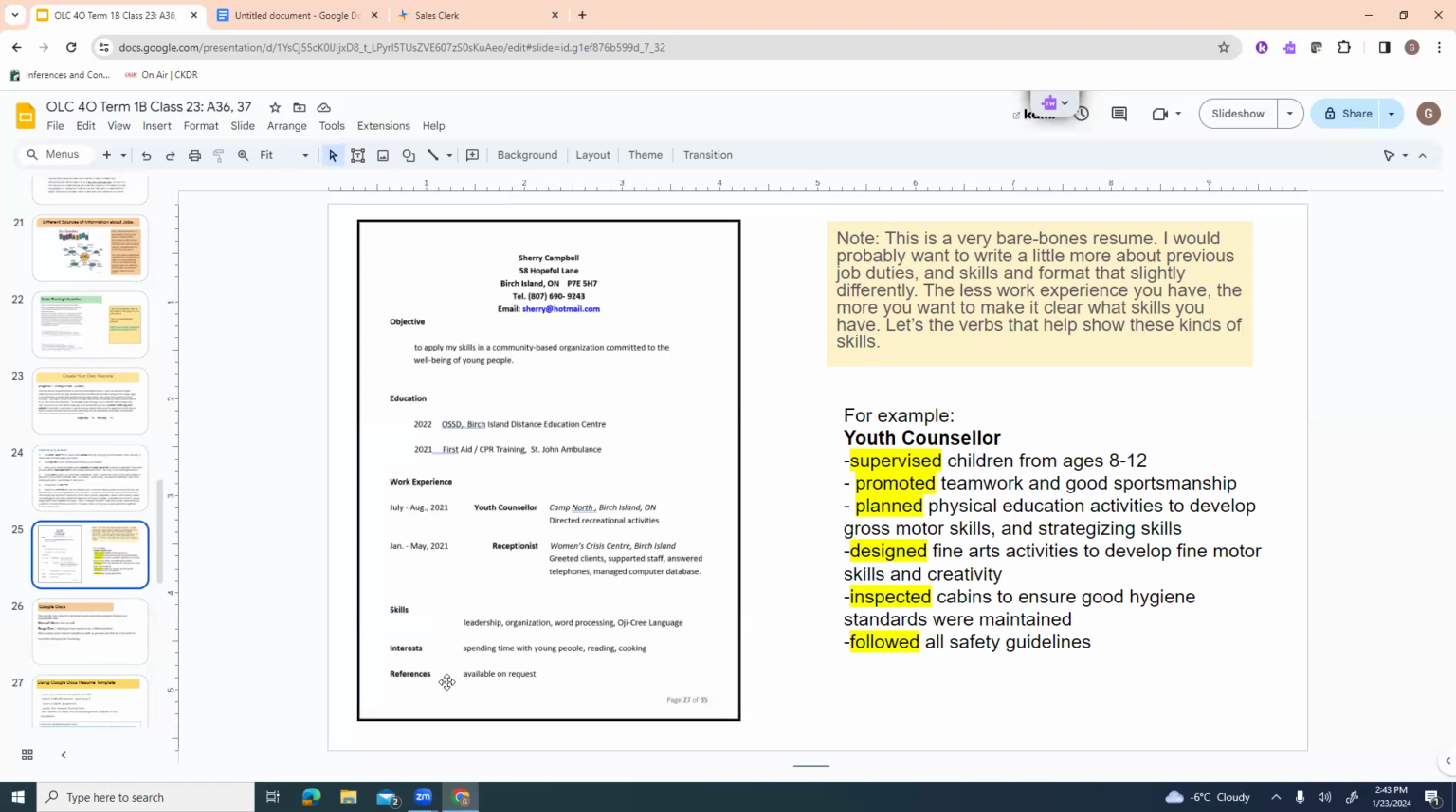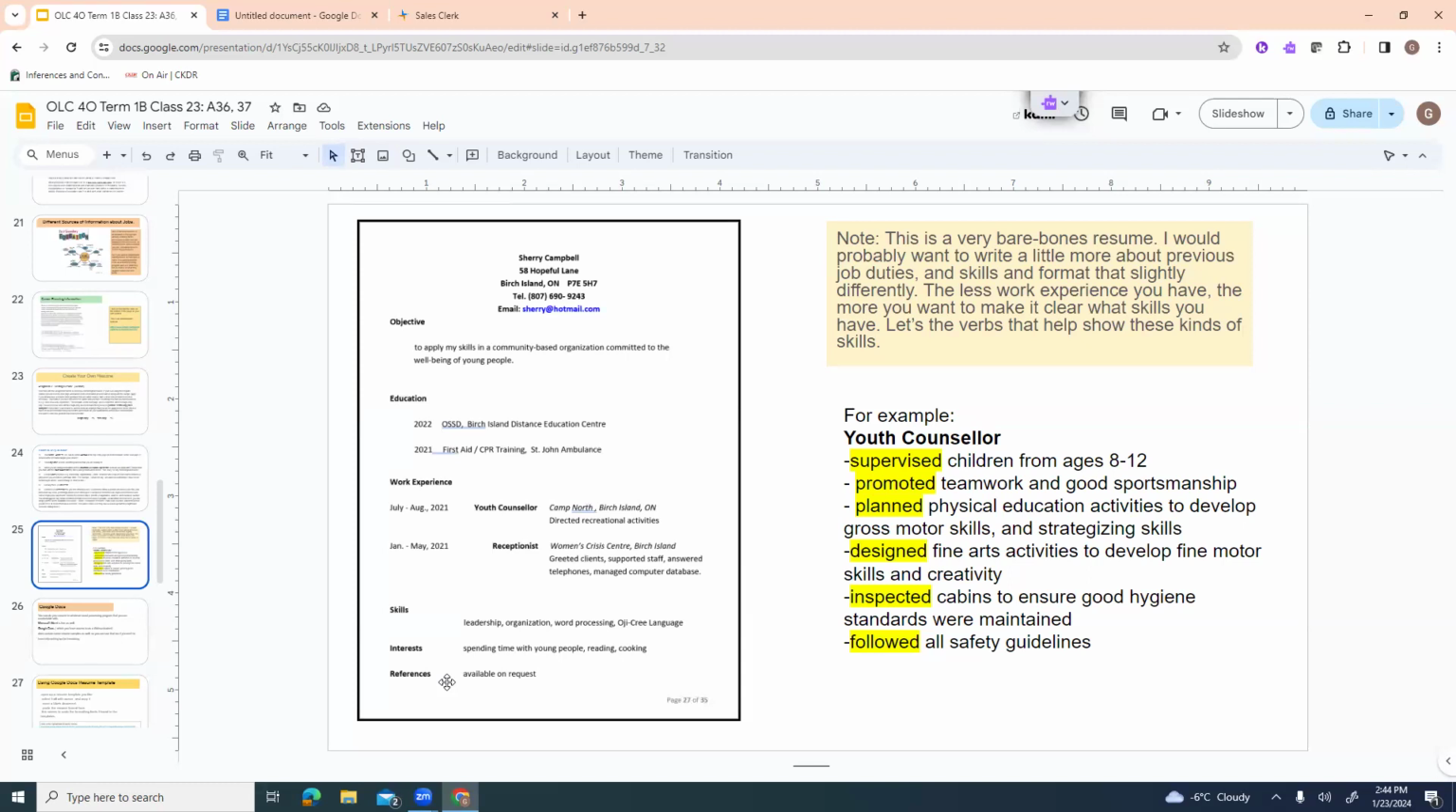The less work experience you have, the more you want to make it clear what skills you have. So you're going to want to use a lot of verbs showing what you know how to do. The other thing I would say, again, if you're quite young, but you've done some volunteer experience that you think might be relevant to the job, I would totally list it.